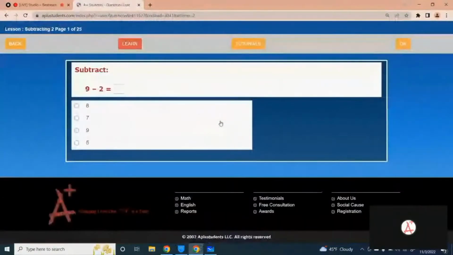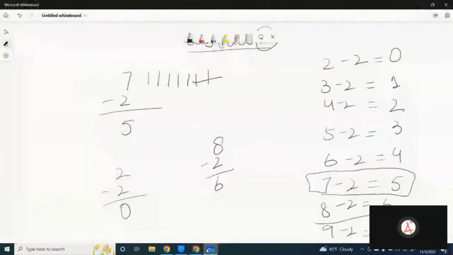Okay, 9 subtract 2 is... You can make lines and calculate the value, or if you have learned the table or have it in your mind, you can do it that way. You can count your 9 fingers. Got it? Just count 9 fingers, remove 2 of them, and see how many fingers you are left with.